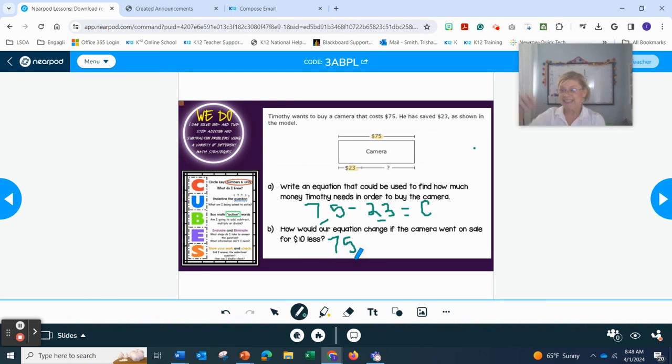Are we adding $10 more, or are we subtracting $10? Because we're subtracting. Correct. Because it didn't increase by $10. It decreased by $10.